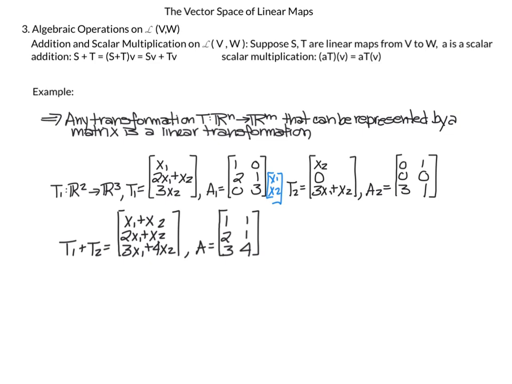Similarly, I have my transformation represented by matrix A2 with columns 0, 0, 3 and 1, 0, 1, and this represents this T2 transformation of x2, 0, 3x1 plus x2. Now I can add my two transformations, T1 plus T2. So I simply get x1 plus x2, my 2x1 plus x2 plus 0. And then my 3x2 here combines with this x2, so that's 4x2, and then I have my 3x1. Or I can just add my two matrices. So I have 1, 1, and here I have 2, 1, and here I have 0 plus 3 is 3, and 3 plus 1 is 4.